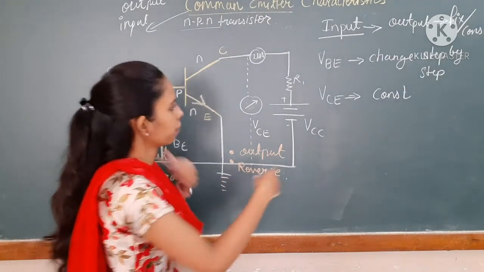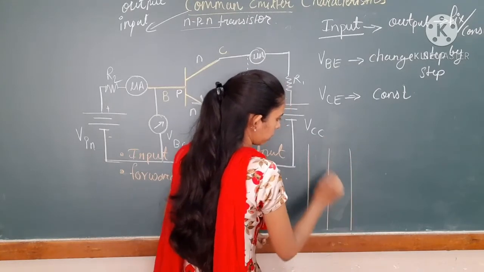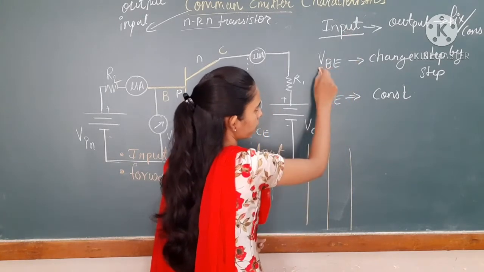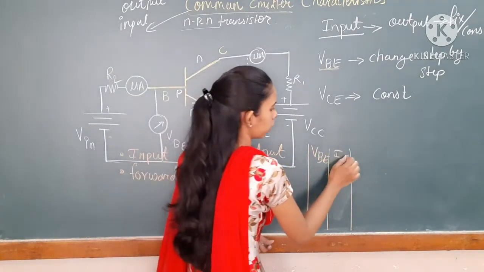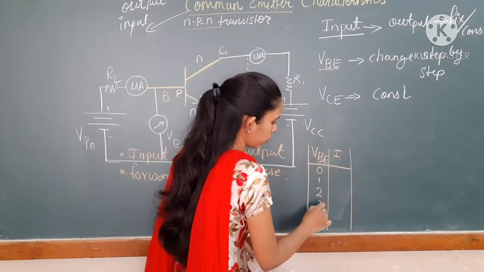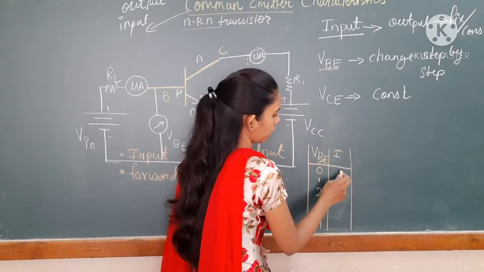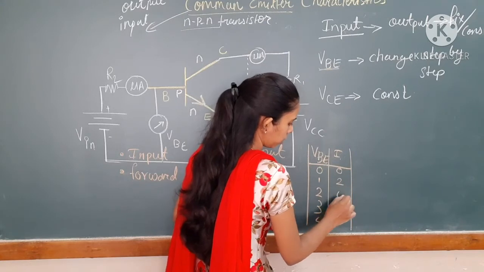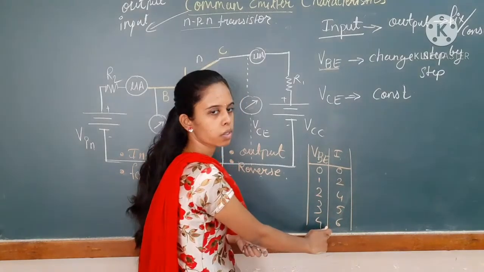Okay. Now, if you see here, then we can draw a table of VBE. We are studying input characteristics. So therefore, you have to change the input voltage. Here, the current is going to change. Okay. For example, 0, 1, 2, 3 and 4 are the input potential which is given to base and emitter, and this is the change in the value. You can see that the current is also going to change.